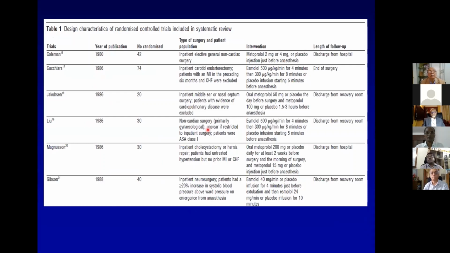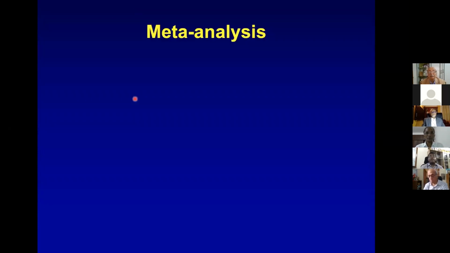All these 22 papers were summarized here. This is the year of publication, how many were randomized, very small numbers, as you can see. We're talking about randomized controlled trials of beta blockers in non-cardiac surgeries, and very few numbers at that time. Type of surgery, what intervention, what drug. So if you see here, in just 2 lines, so much information is given. 2 milligrams or 4 milligrams of metoprolol or placebo injected just before anesthesia. Esmolol here, metoprolol or placebo here, drug doses and length of follow-up, and outcomes elsewhere given. So this is table 1, which summarizes all of the studies that were done.